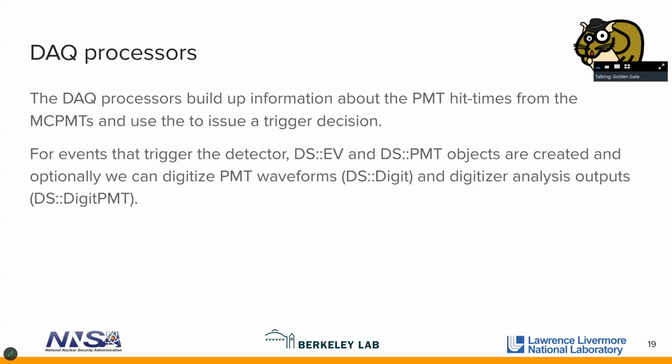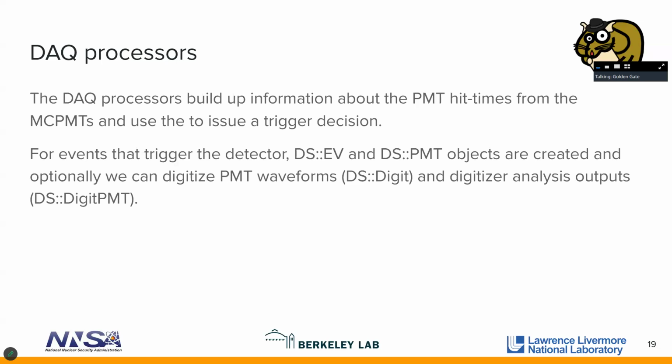And then, yeah, this is repeating myself, but I'll do so anyway, just to be super clear. For events that do trigger the detector, you are going to create these event objects. So this DSEV thing that Tony talked about is the event object. Then all the downstream objects. So then you create these DSPMT objects, and you can optionally create the digitized waveforms, which are called the DS digit objects, and the analysis outputs that are saved in these digit PMT objects.